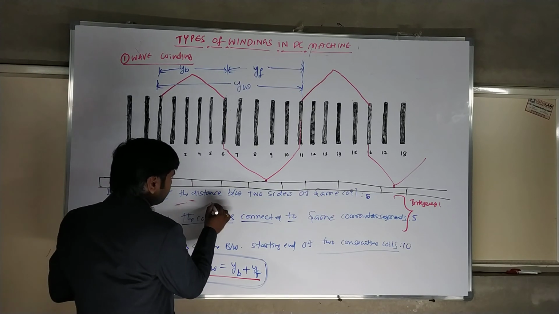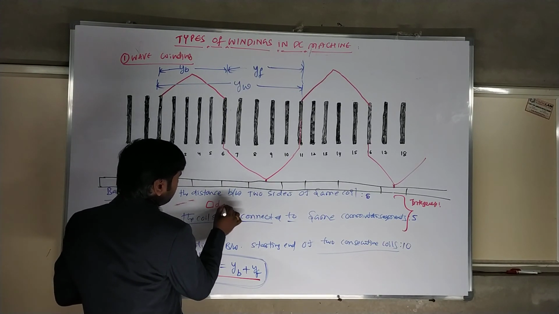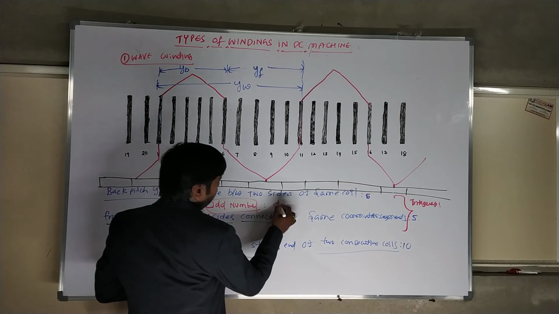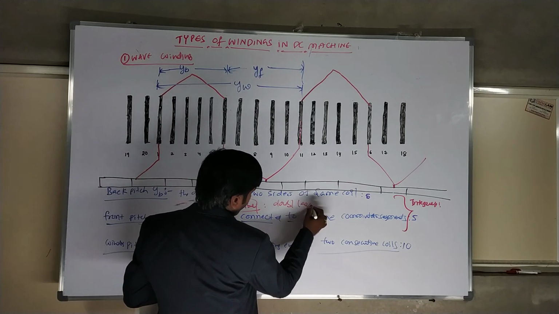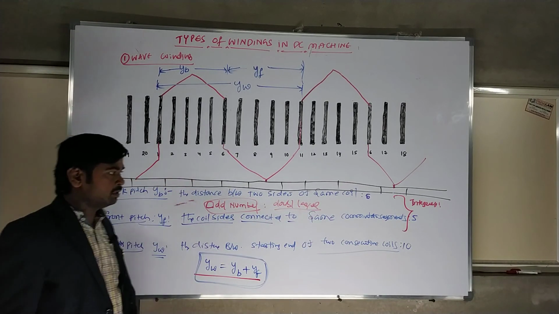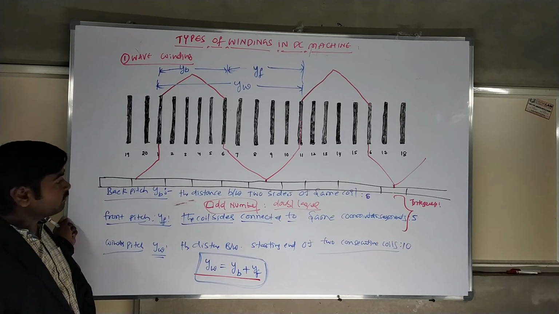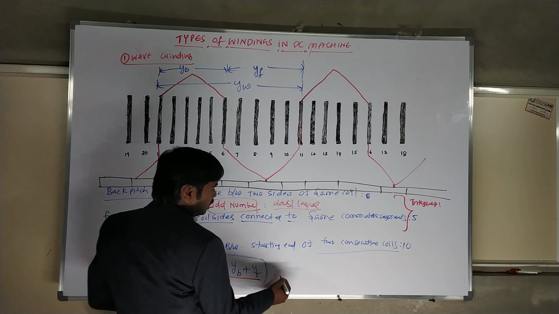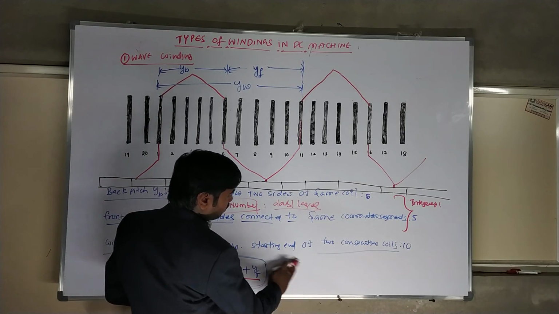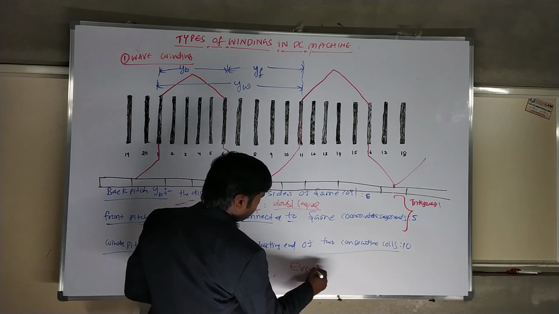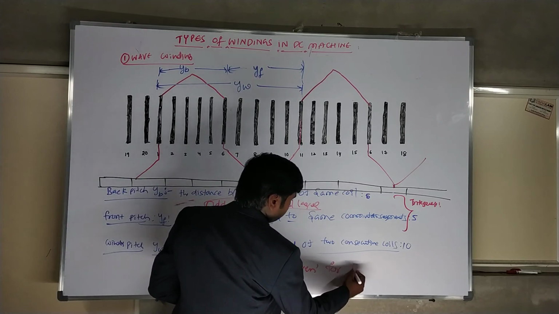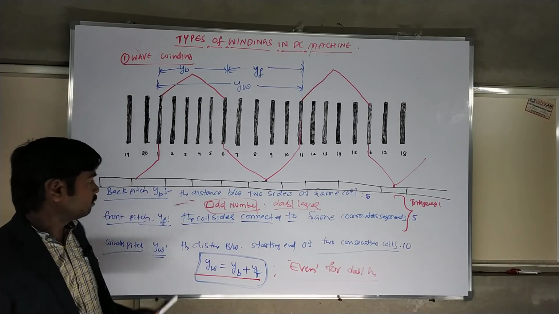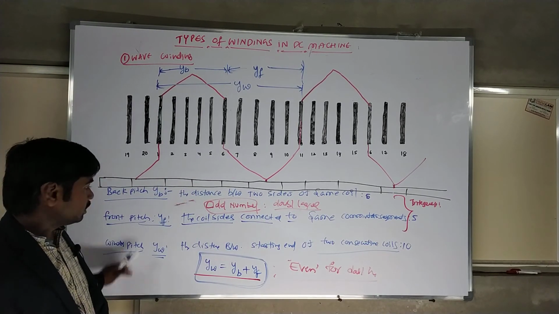Sometimes this should be an odd number for a double layer winding. In a double layer winding, the pitches should be odd integers, which we will see. You have to remember that. Next, the winding pitch should be an integer value. For a double layer winding, it should be an even value. That should be taken care of. These are the three important points.